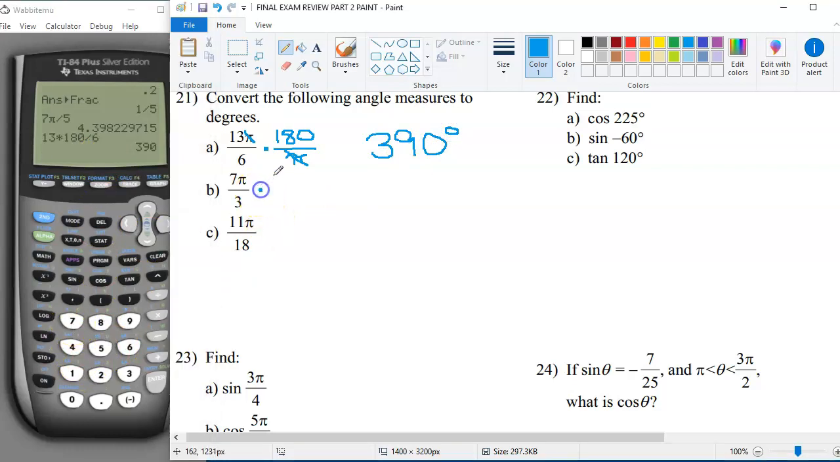We'll try again. We're going to do times 180 over pi. Same idea. We're doing that because we want the pi to go away.